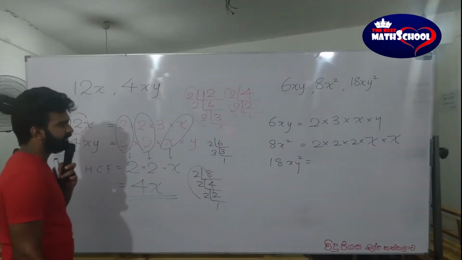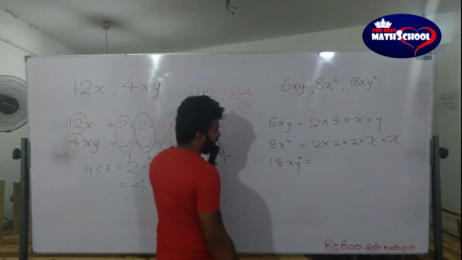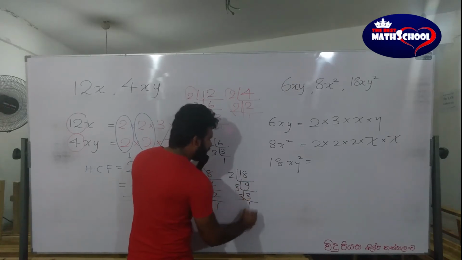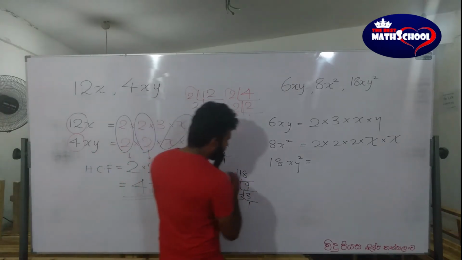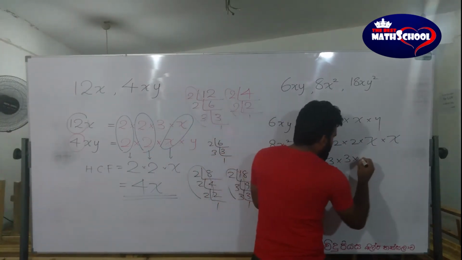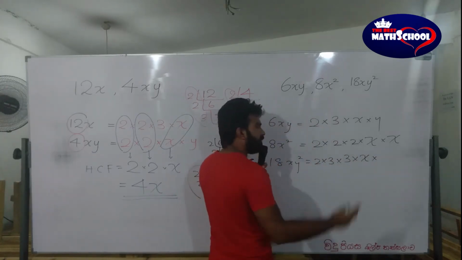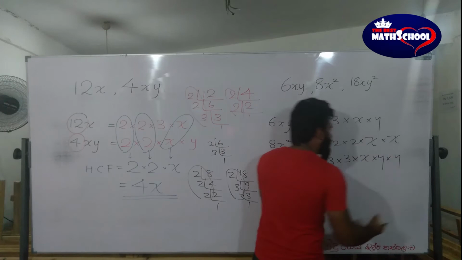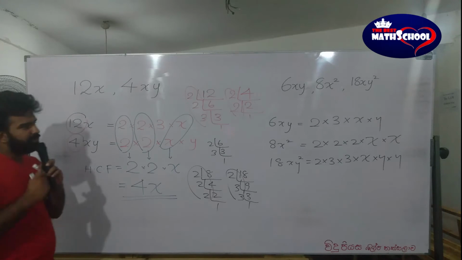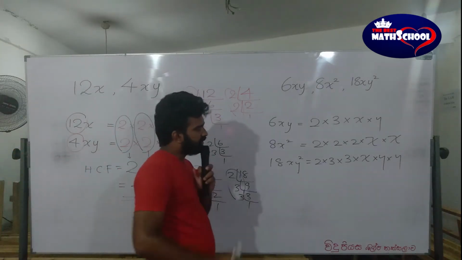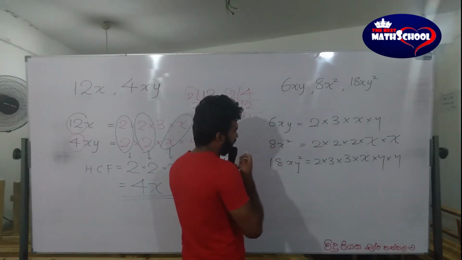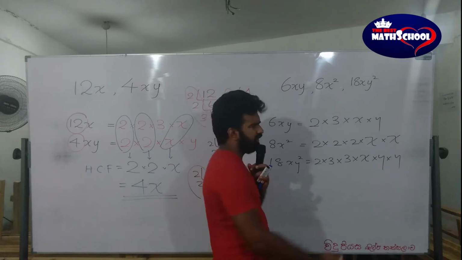Right, then 18xy squared. Take 18 divided by 2, 9. 9 divided by 3, 3. 3 divided by 3, 1. So we can write 18 as 2 into 3 into 3. xy squared means x is only one x, and y squared means y to the power 2, that means y into y. Right? That's all. Now we should take the highest common factor out. To take the highest common factor out, first of all take the common things. Now don't look at all 3 together, right?